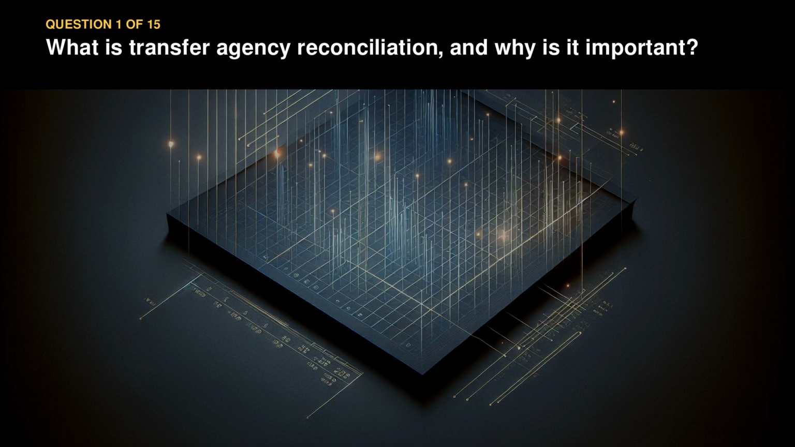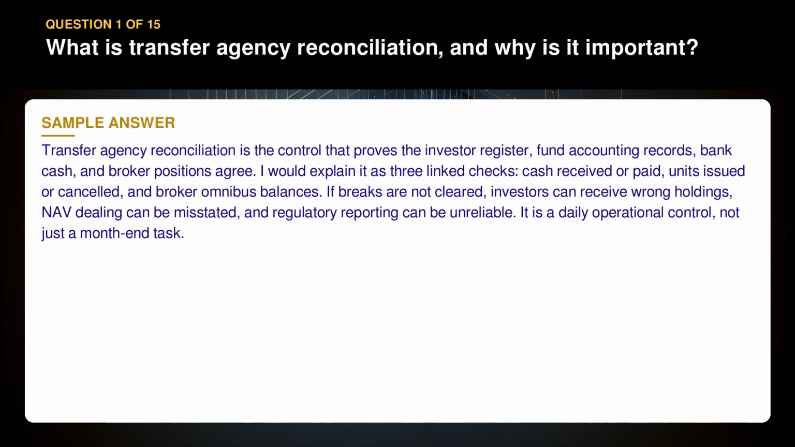Question 1. What is transfer agency reconciliation, and why is it important? Transfer agency reconciliation is the control that proves the investor register, fund accounting records, bank cash, and broker positions agree. I would explain it as 3 linked checks: cash received or paid, units issued or canceled, and broker omnibus balances. If breaks are not cleared, investors can receive wrong holdings, NAV dealing can be misstated, and regulatory reporting can be unreliable. It is a daily operational control, not just a month-end task.